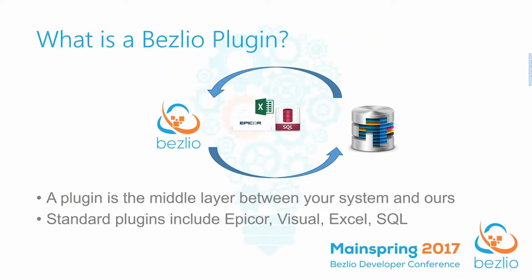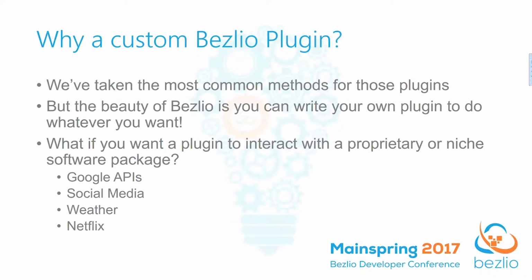And there's some common plugins, Epicor, Visual, Excel, SQL, and each plugin has methods, like Epicor has get rows, get ID, SQL has execute query, execute non-query. You guys have all seen those when you've gone through our presentations, as well as maybe make some of your own. We made the most common methods for those common plugins. We're Epicor experts, we're Visual experts, SQL experts, but we made those because they were most relevant to our current situation.